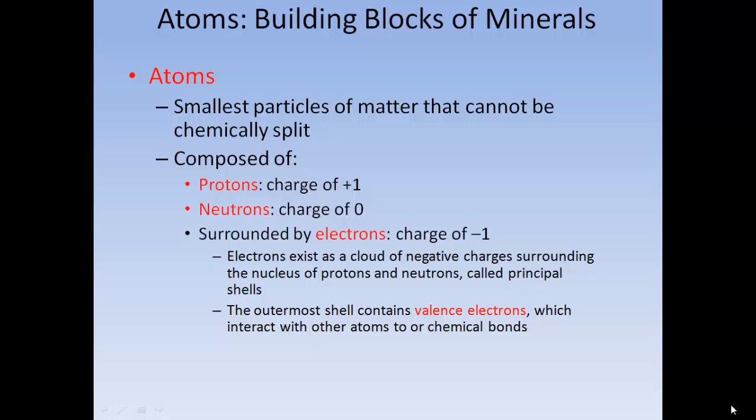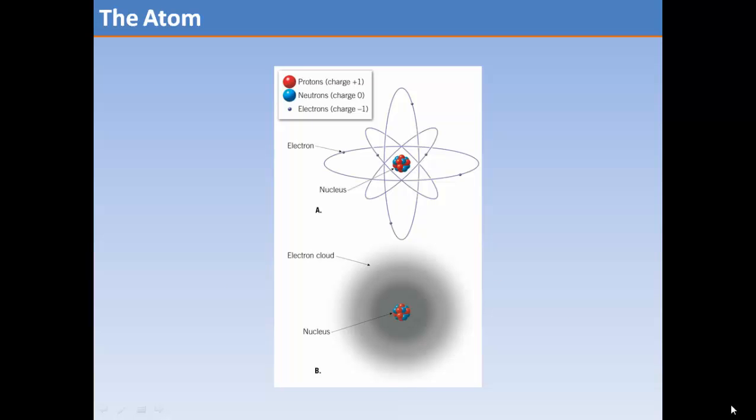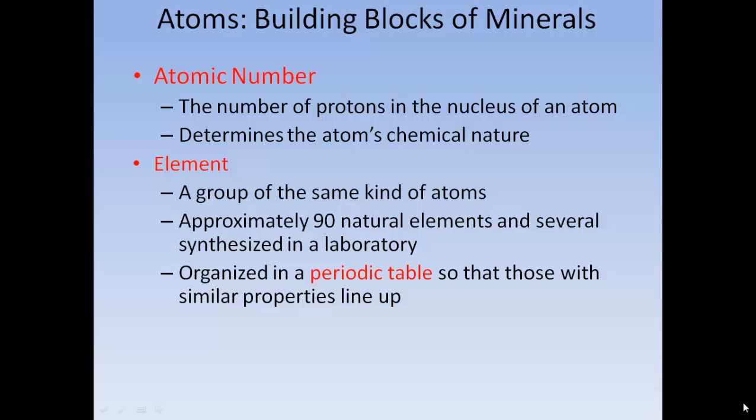The outermost shell contains valence electrons, which interact with other atoms to form chemical bonds. So here's a nice little diagram. Here's our nucleus of protons and neutrons, and electrons are circling around them, existing in a nice electron cloud. The atomic number is the number of protons in the nucleus of an atom, and it determines the atom's chemical nature.